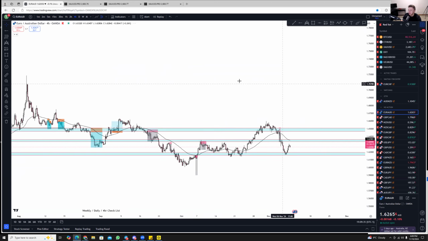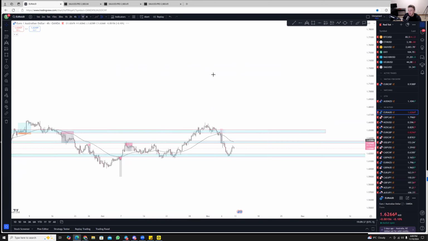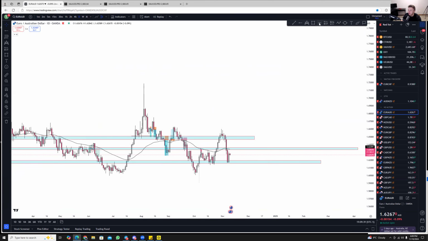So let's write that down here. We got weekly bullish, daily bullish, 4 hour bearish. Weekly bull, daily bull, 4 hour bear, which equals a 20%.